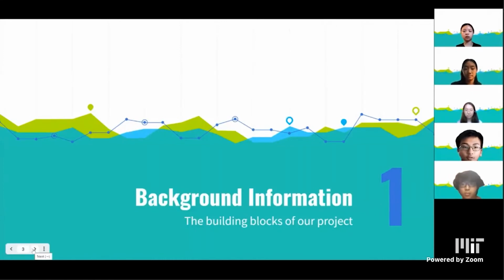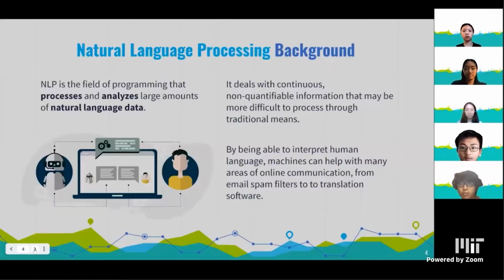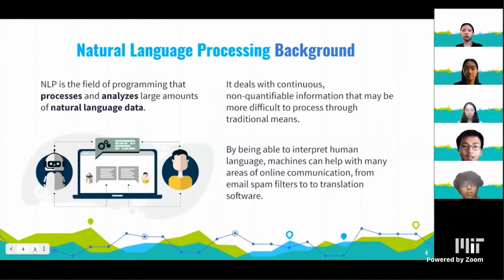Here is some background information on our project. The first thing is natural language processing, also known as NLP. This is the field of programming that processes and analyzes large amounts of natural language data. Natural language data is data that is continuous but non-quantifiable, which means that it does not involve any numbers. That means it can be more difficult to process because there are no computations involved. By being able to interpret human language, machines can help with many areas of online communication, anywhere from email spam filters to translation software.